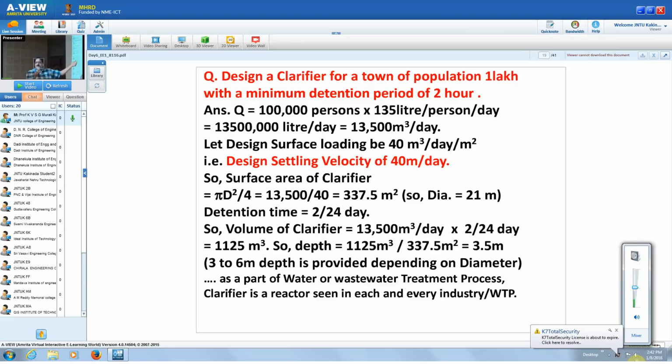I have extended the problem. Detention time is 2 hours. How much time is the water detained in the tank? It is also called residence time. How much time is the water residing in that? Just like on earth, if earth is our home, our residence time is 100 years.